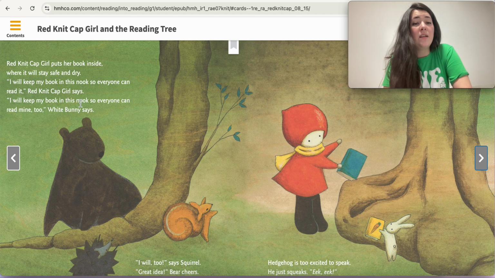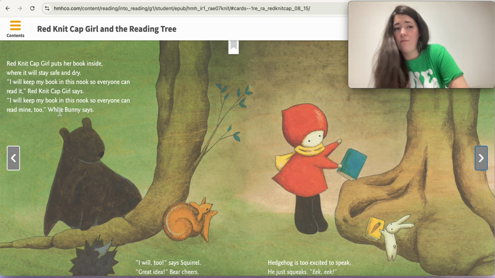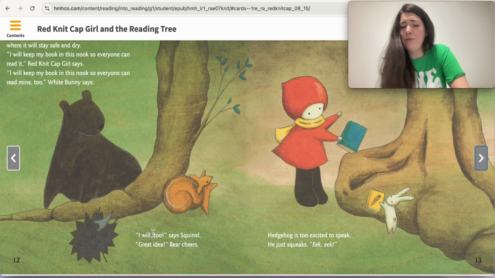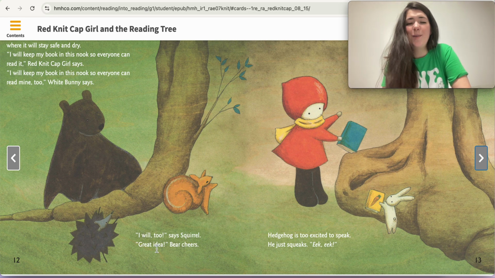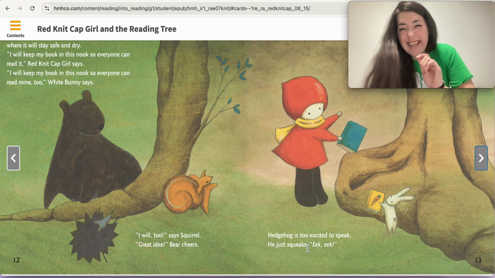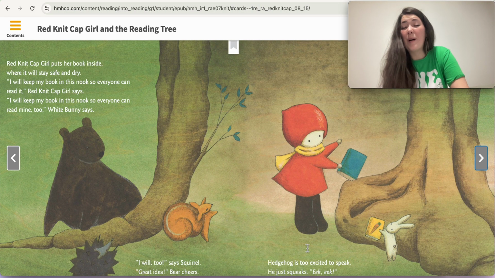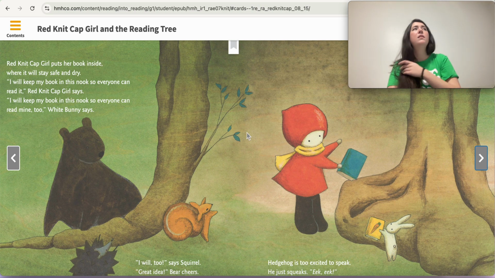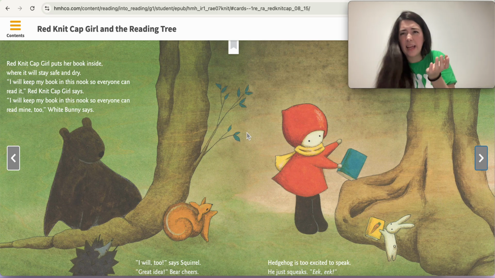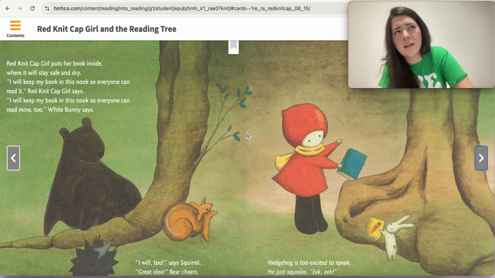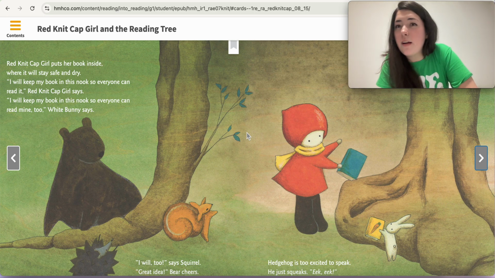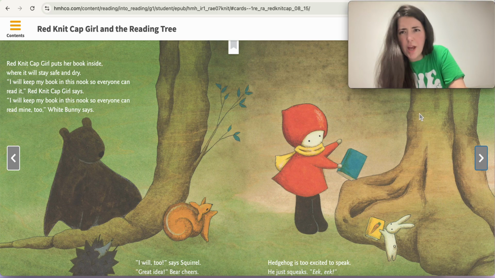I will keep my book in this nook so everyone can read mine too, white bunny says. I will too, says squirrel. Great idea, bear cheers. Hedgehog is too excited to speak. He just squeaks. Eek, eek. Oh, they're all going to put their books inside. If they all put their books inside that nook in the tree, what's it going to look like in there with all their books in there? Oh, maybe it'll look like a library in there. That's a good idea. Hold on to that thought.